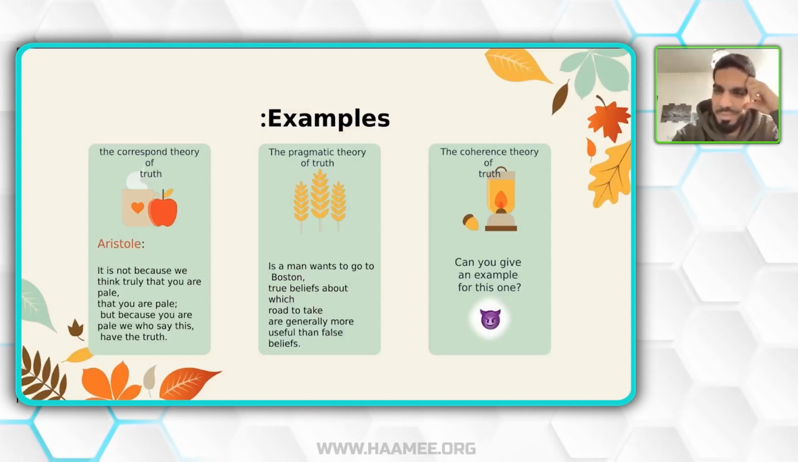Who else? Yes, I'm here. Can you give an example for the third theory, the coherence theory of truth? An example for what? Excuse me, would you please paraphrase what you want me to give an example for? Do you want me to explain the previous one? You mean explain the nature of truth or something like this?